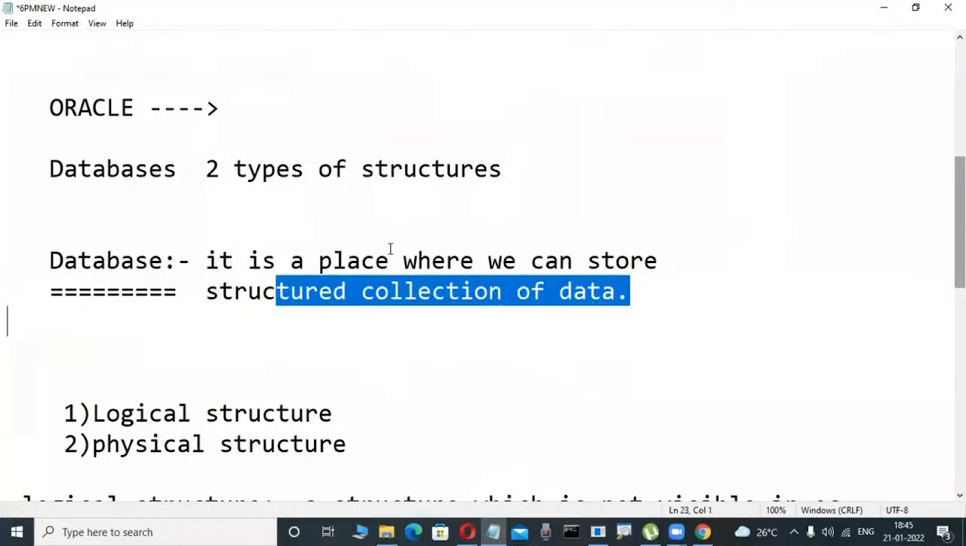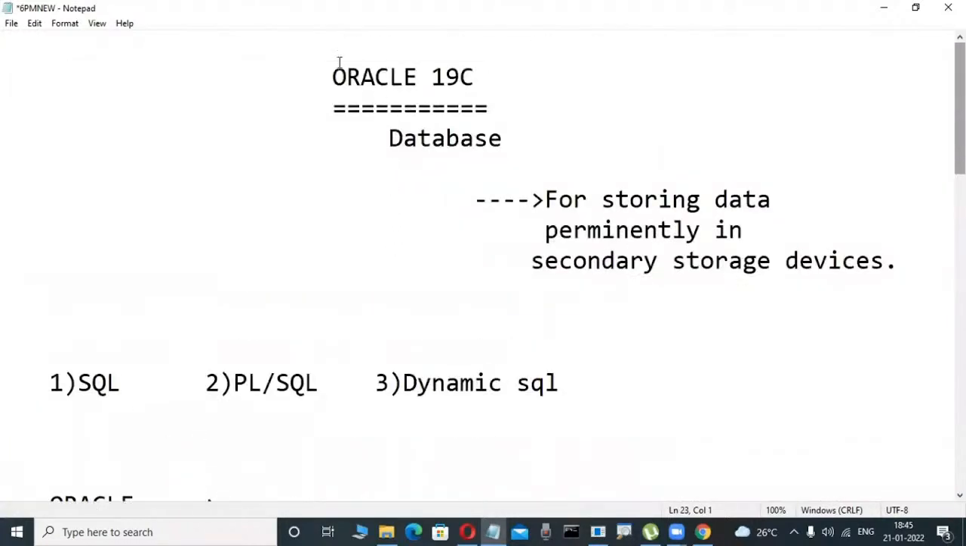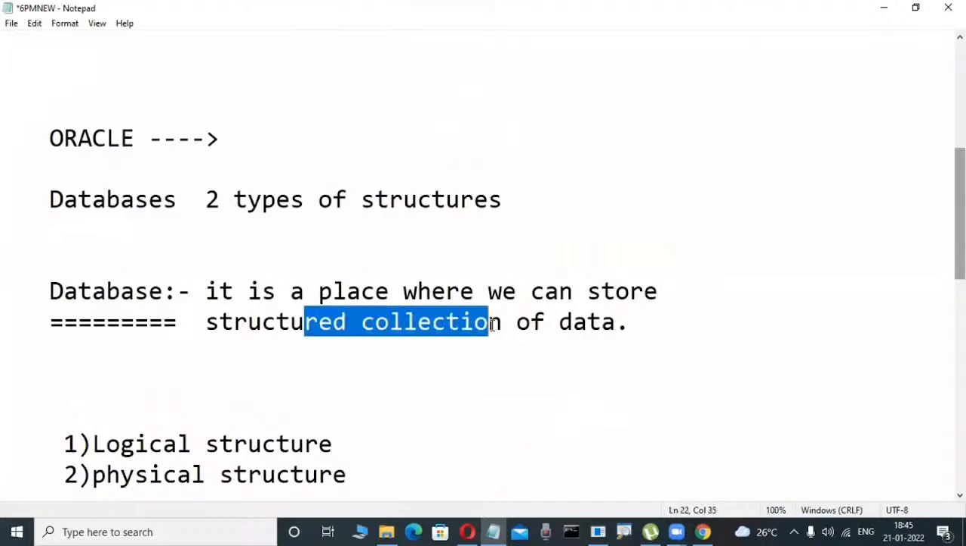Understood? Yes. Now, Oracle is a product from Oracle Corporation. In our course we are learning the 19c version only. This is a database product. What is a database? If anybody asks, as developers how do we answer? It is a place where we can store a structured collection of data. That is the logical side we are telling.